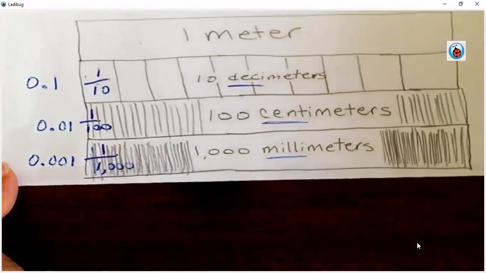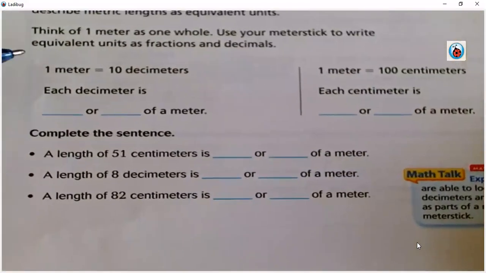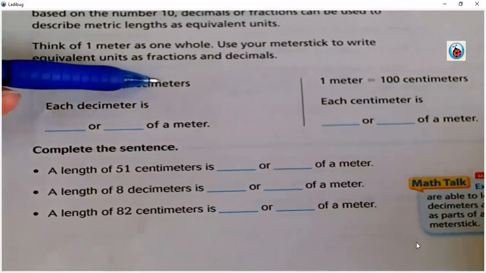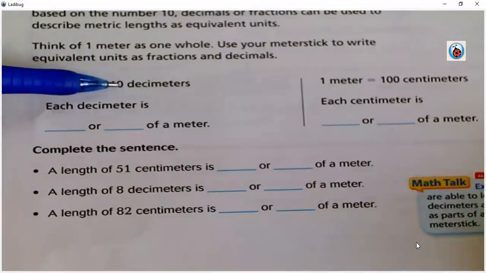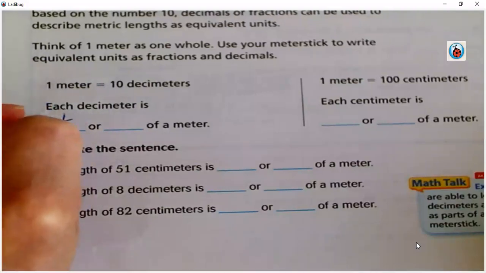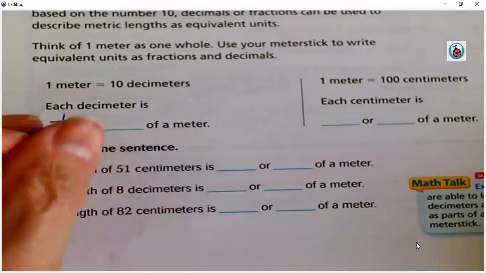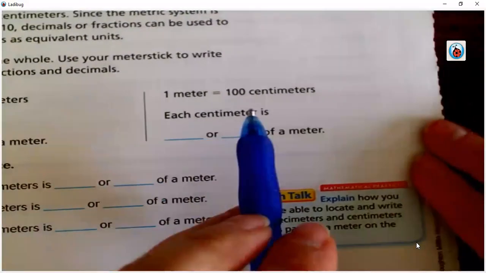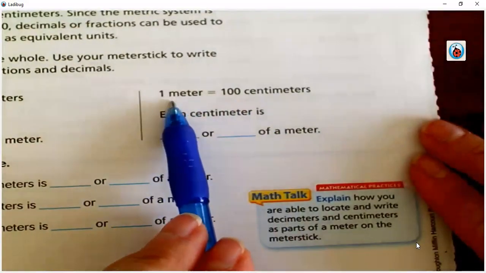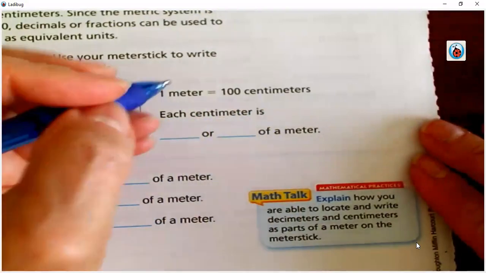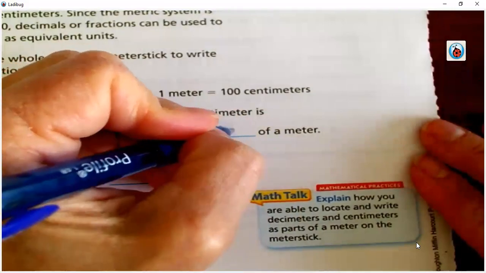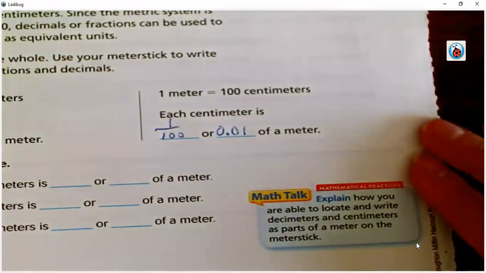So I'm going to put this to the side. And given that, we're going to do this together. Given that information, we know that in 1 meter, there are 10 decimeters. So each one of those decimeters is 1/10 of the meter. We just did this before, but I'm going to write it again. We know that there are 100 centimeters in a meter. So each centimeter is 1/100th, written as a fraction, written as a decimal.